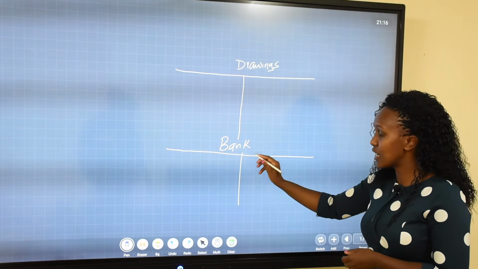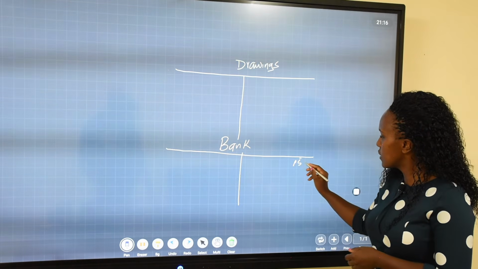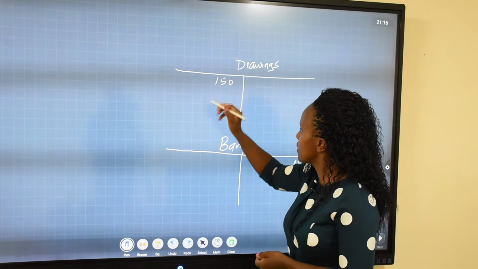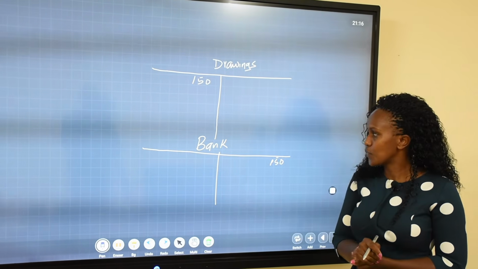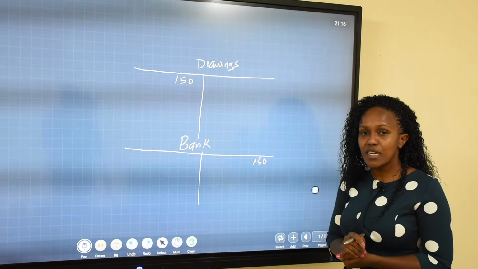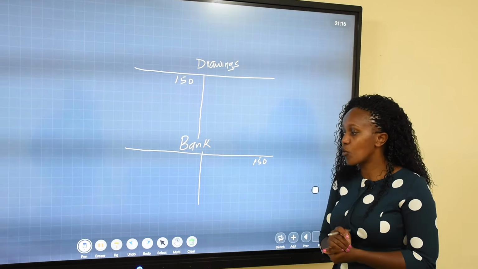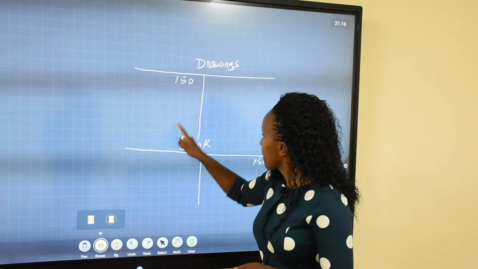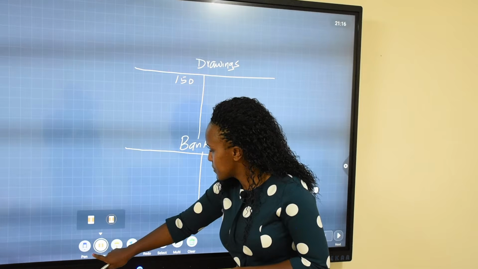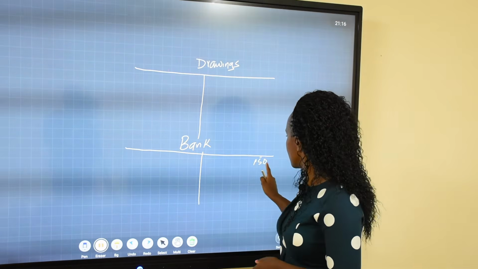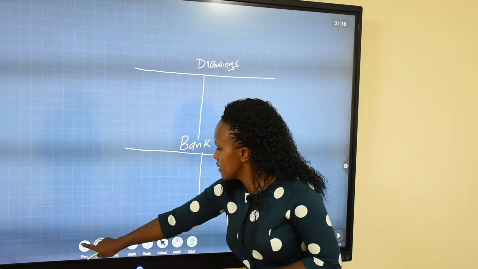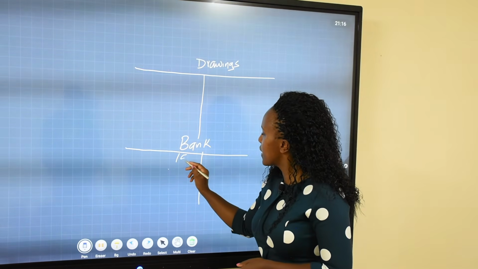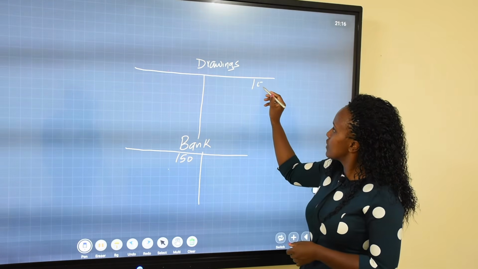So what are you supposed to do? The right thing to do is to credit the bank, and the right thing to do here is to debit the drawings. Yes, that is the right thing to do. But the proprietor did not do that. In fact, they did the complete opposite. So let's see what they did. They debited the bank and they credited the drawings.